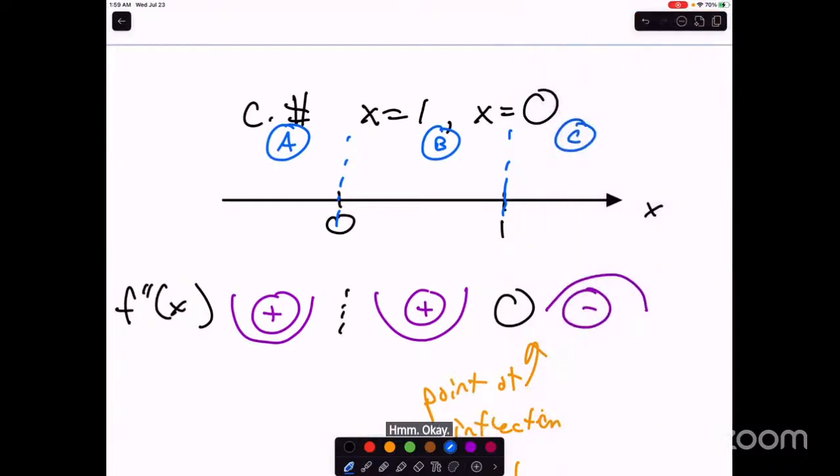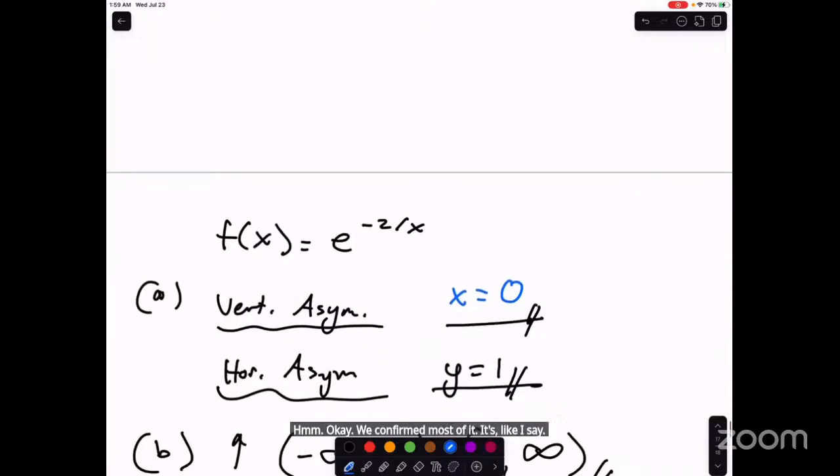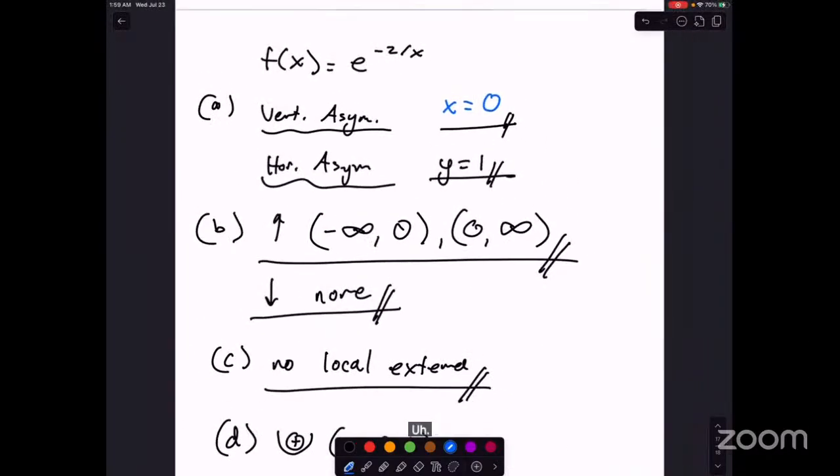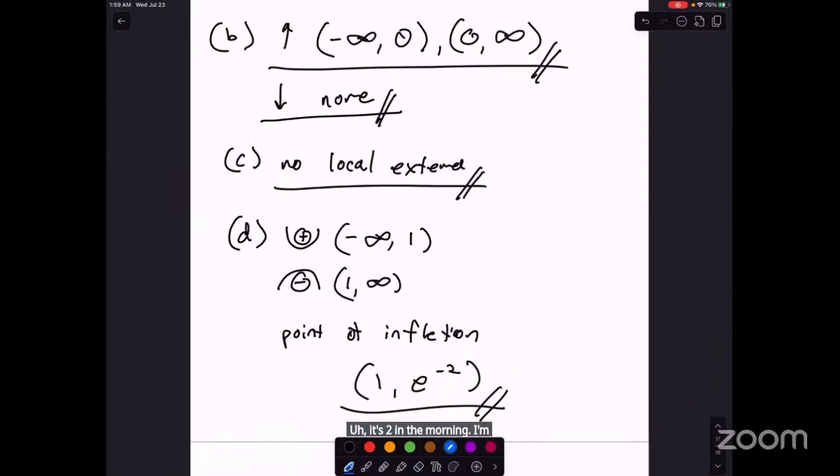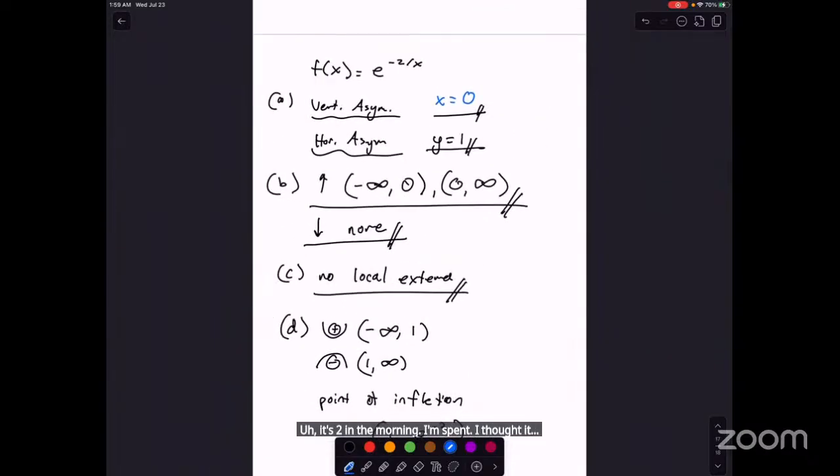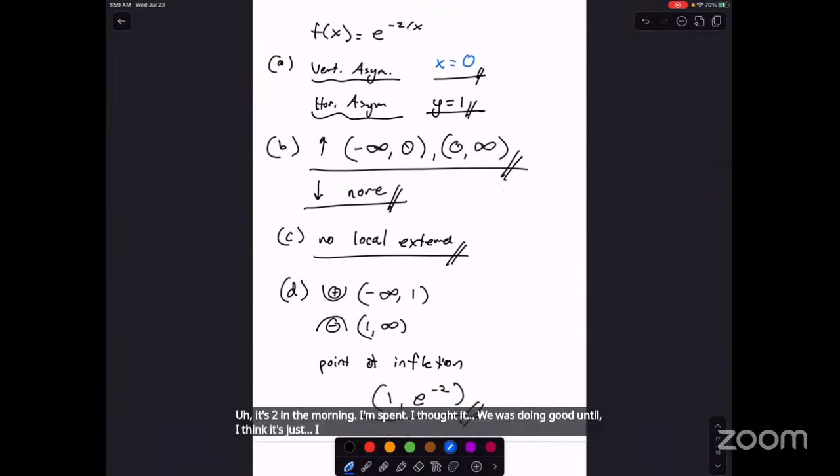Well, we confirmed most of it. Like I say, it's a little bit off. It's 2 in the morning. I'm spent. I thought we were doing good until I think I just burnt out.